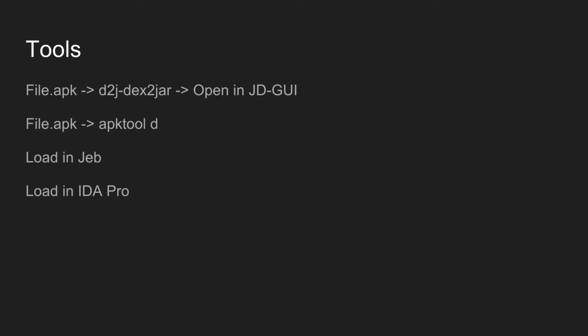If you're a little bit more sophisticated and you want to do dynamic debugging and patching, you're going to use something called APK tool, and that gets you an assembly-like view out. You also have tools like Jeb, which can switch between your decompilation and your disassembly on the fly, and tools like IDA Pro, which allow you to do debugging and much more sophisticated parsing as well.